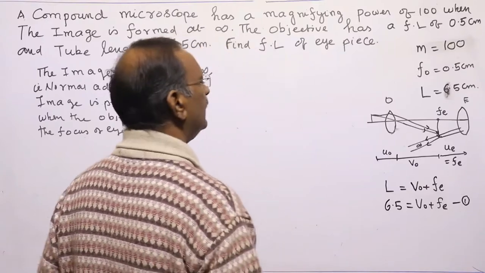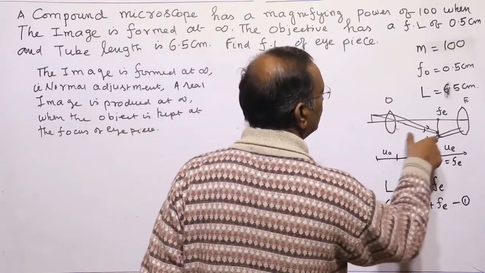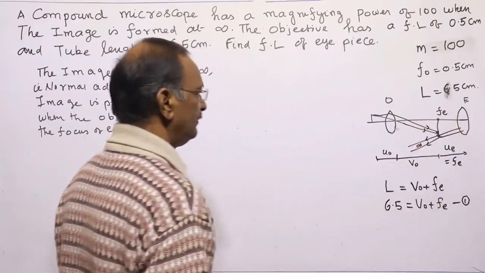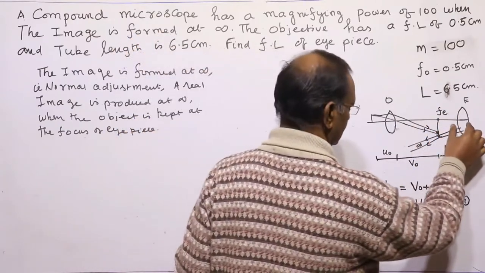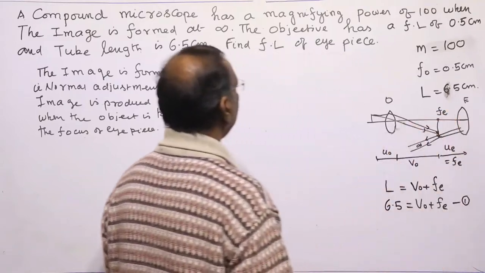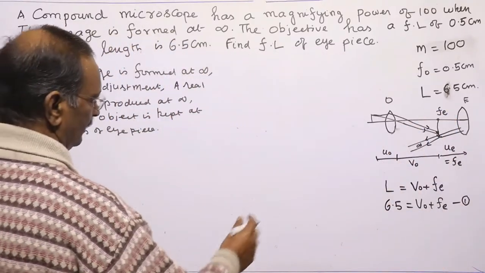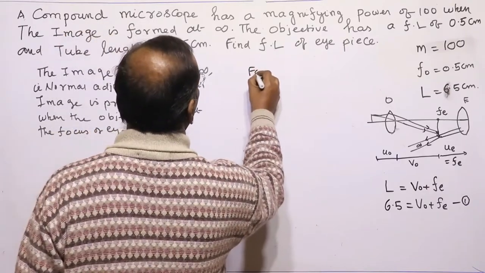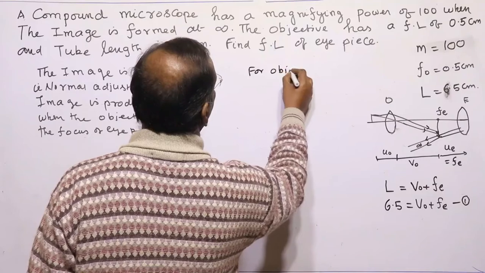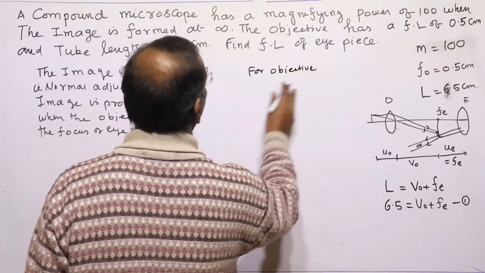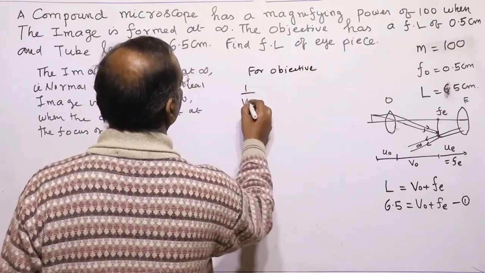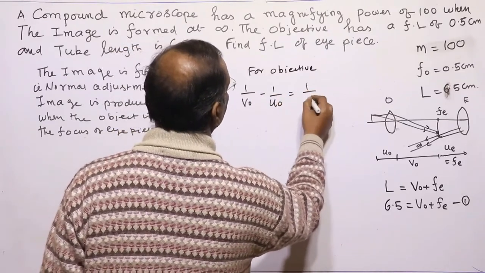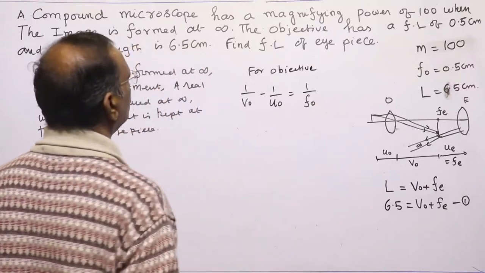So if we have well understood, if the image is to be formed at infinity, the object should be kept at the focal length of the eyepiece, which serves as the object distance for the eyepiece. Now L is equal to V0 plus FE, this is the first equation. Then for the objective, the lens formula: 1 by V0 minus 1 by U0 is equal to 1 by F0.